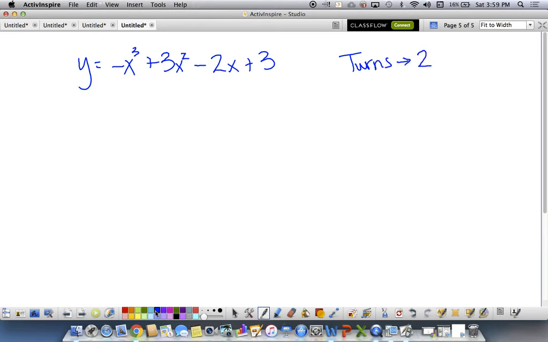I'm sorry if it's a little bit long. Y equals negative x cubed plus 3x squared minus 2x plus 3. So we have a cubic function. So how many terms can it have? You're right, it can have 2. Is it positive or negative? It's negative, which means we're going to start up and we're going to end down.